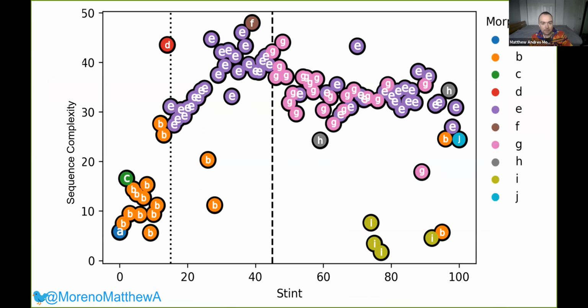Again, evolutionary time is on the x-axis. On the y-axis, we have this sequence complexity measure. And then the color coding and the lettering are the different morphologies. Some features here that we saw in this visualization.